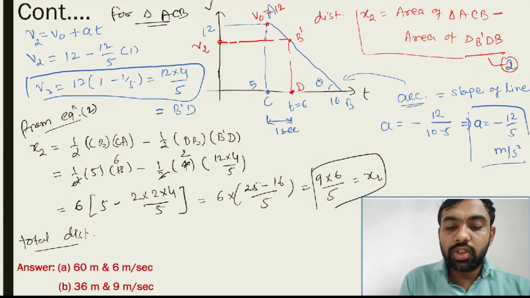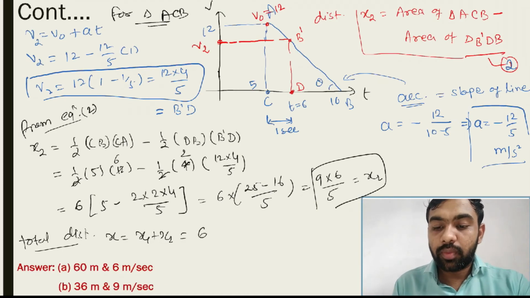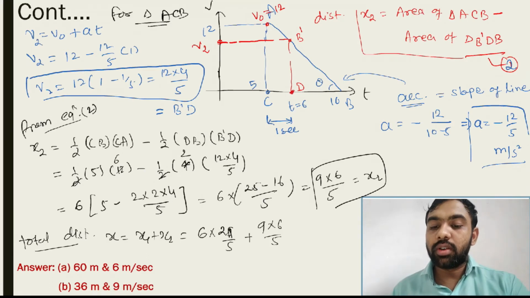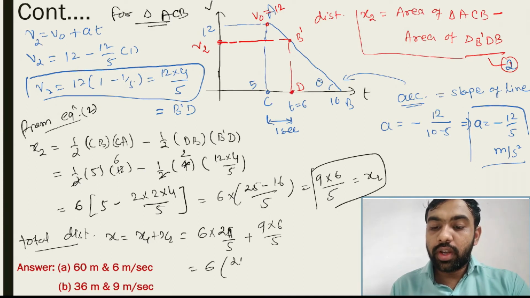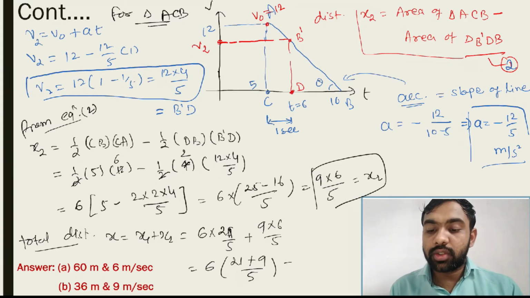Total distance x is equal to x1 plus x2. Put both values: 6 into 21 upon 5 plus 9 into 6 upon 5. So 6 is common, 6 common out, 21 plus 9 upon 5. 21 plus 9 is 30, 30 upon 5 is 6, and 6 into 6 is 36. So x is equal to 36 meters.